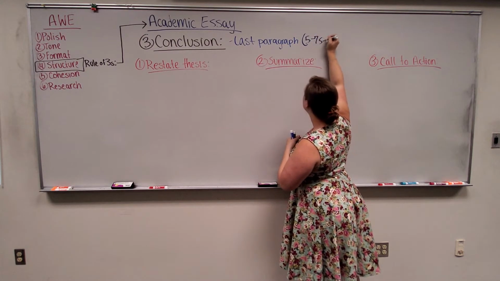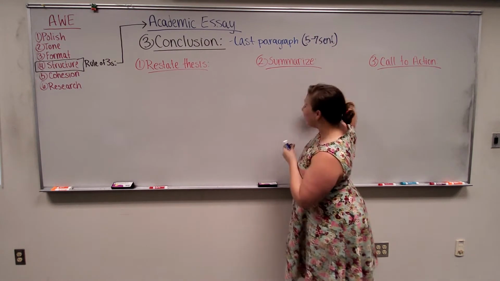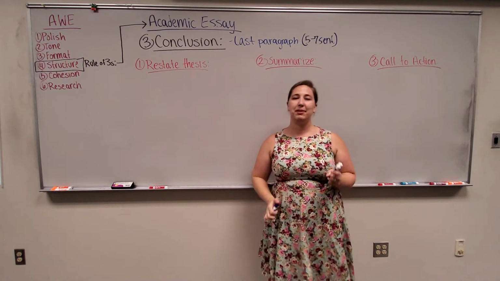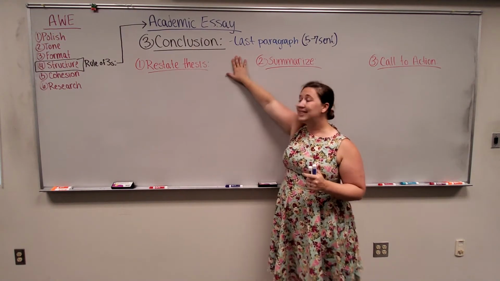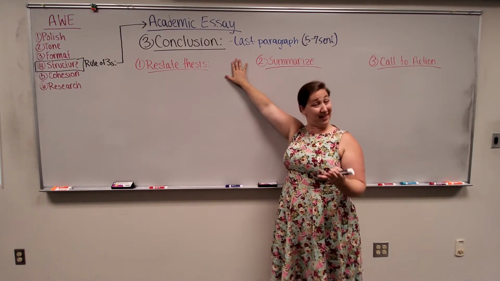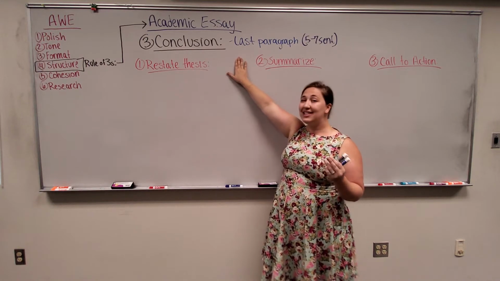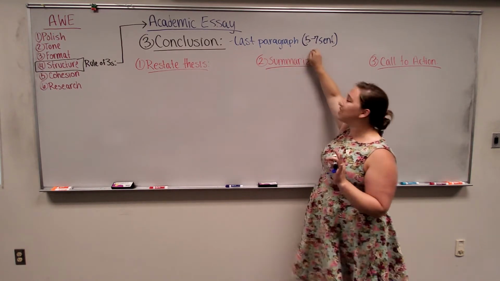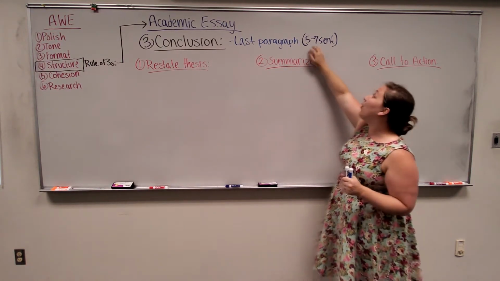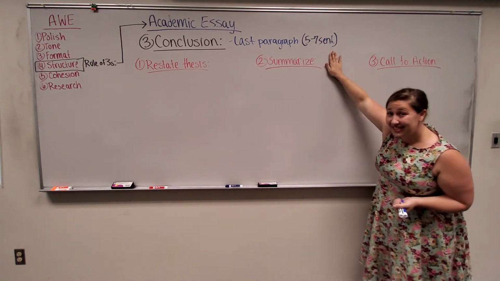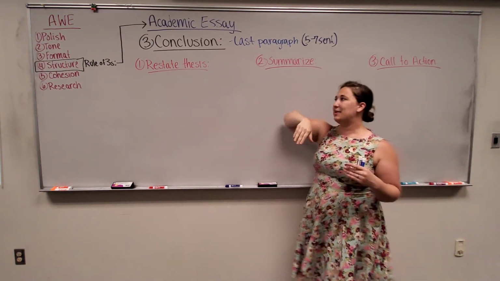Now, when it comes to your concluding paragraph, you still are going to want this to be 5 to 7 sentences in length, but these sentences might end up being a little shorter. Conclusions tend to be the shortest paragraph in an essay. So if that does happen, that's okay. Just get to this minimum. Now, what are these 5 to 7 sentences going to consist of? You guessed it, you've learned the pattern.